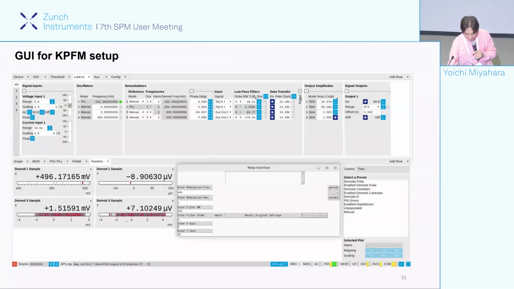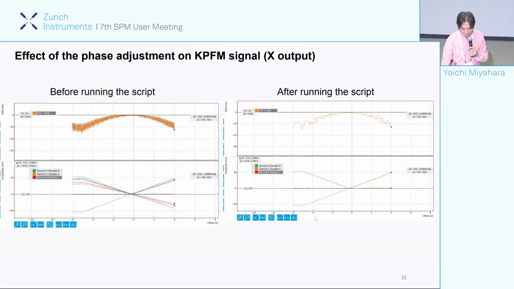So this is the module. We can set the modulation frequency, amplitude, and so on. Now, instead of doing all of them manually, we can just click, I think, this run phase adjustment button. This is just to show the effect of this script.